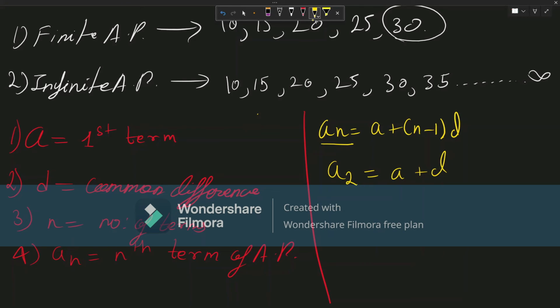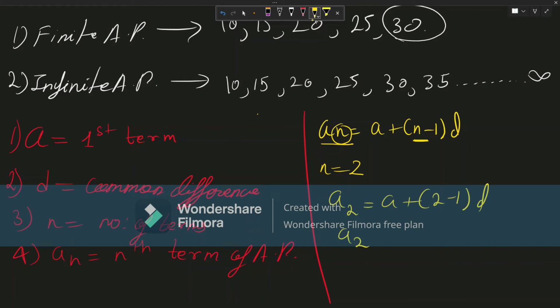Now why? If you just look at the formula carefully, you can see that the value of n is 2. So here we will put 2, right? Now let's elaborate this one. I will solve it by this formula only. Suppose they have given you the value of n as 2. So a2 is equal to a plus 2 minus 1 d. So a2 is equal to a. This will be subtracted, so it will become 1, and 1 multiplied by d will be d.